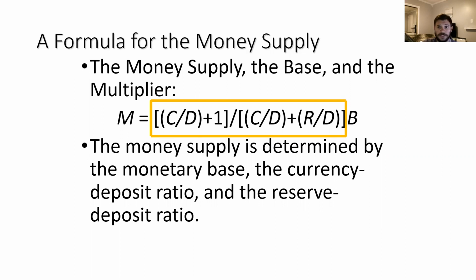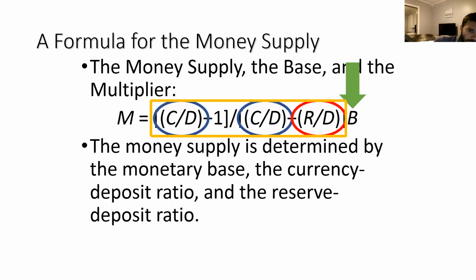These are factors that capture the behavior of consumers deciding to hoard cash versus depositing it in banks, and that determines the currency to deposit ratio. The reserve to deposit ratio is a behavioral variable that is really determined by the banks themselves, not the Fed. So the Federal Reserve does not have control over these elements. What the Fed does control directly is the base.